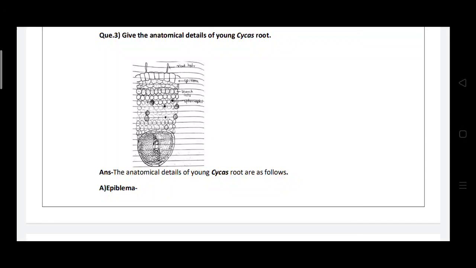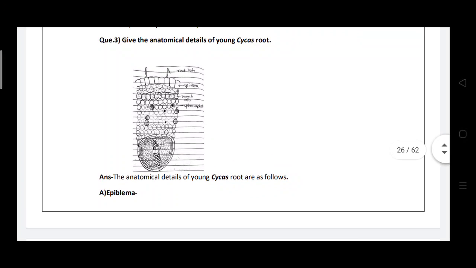Hello students, today we discuss the anatomical details of the cycas root. In the previous video we discussed the external morphology and systematic position of the cycas. In the cycas plant there are two types of roots, tap roots and coralloid roots. So first of all we will discuss the anatomical details of the tap root system.